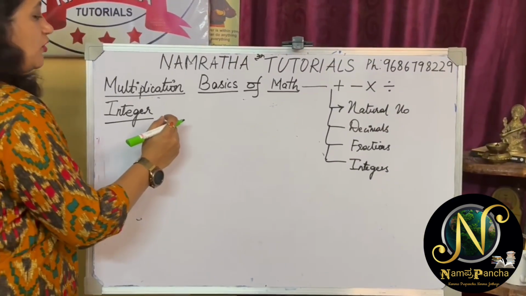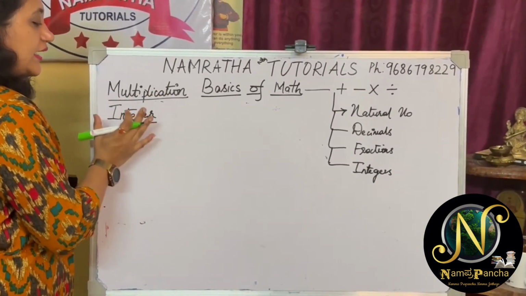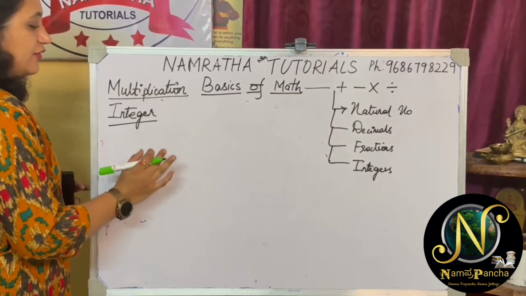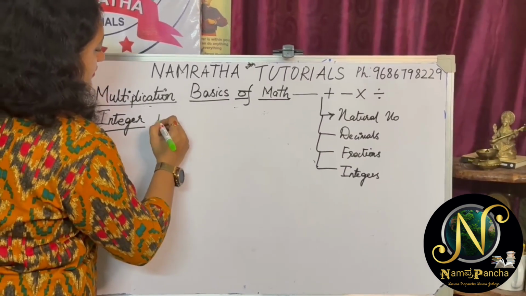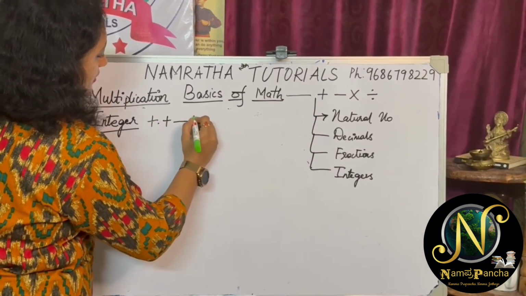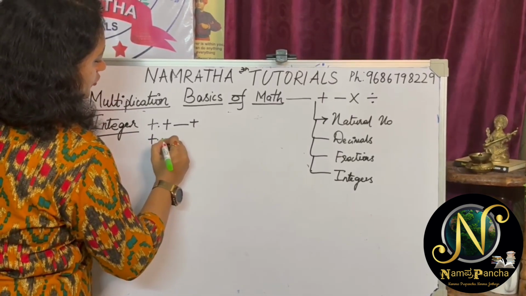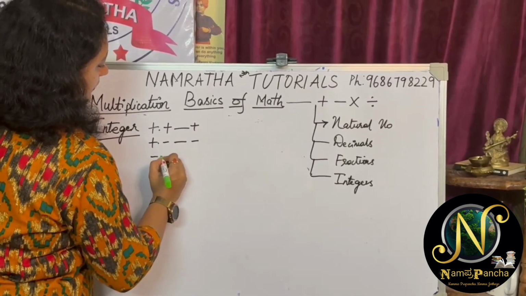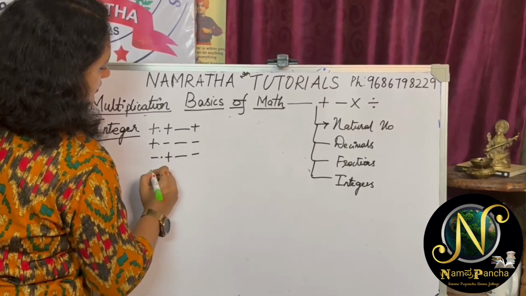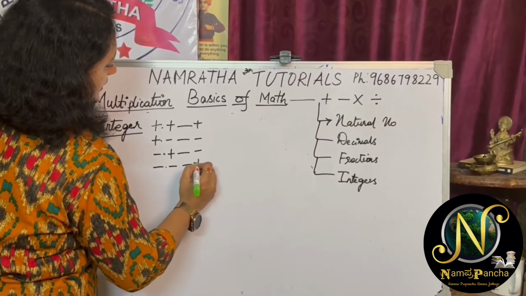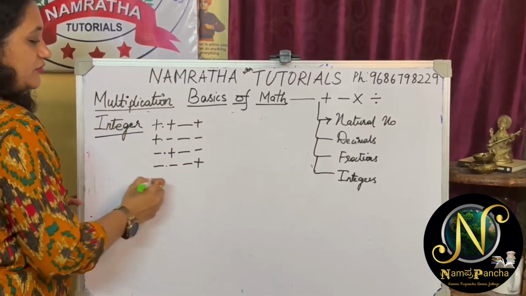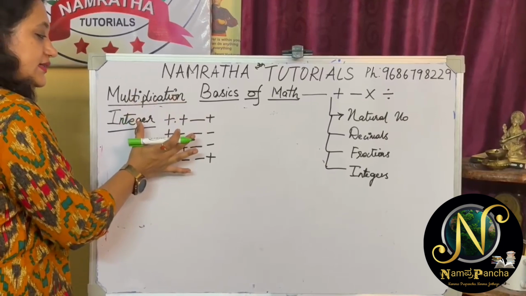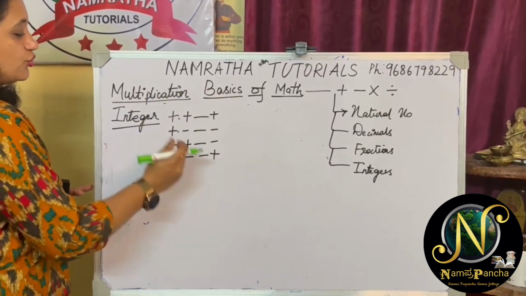So when we are performing multiplication on integers, I will teach you a small table which you all have to remember. The table says that plus into plus is plus, plus into minus is minus, minus into plus is minus, minus into minus is plus. So this is the table which you have to follow. By using this table, I will take two numbers and show the operation.